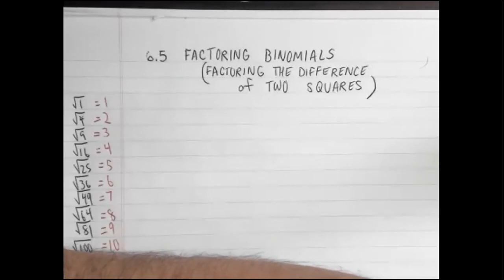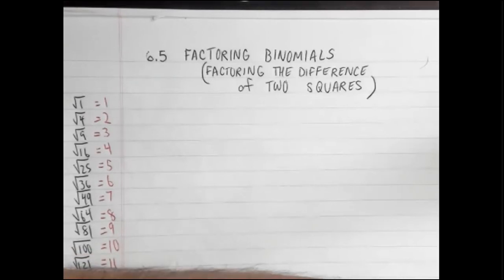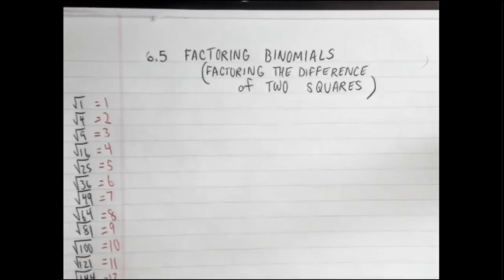All right, 6.5 is actually, in my mind, a little bit easier than some of the other sections, especially, I know 6.3 is a little tough. But these are factoring binomials and really factoring the difference of two squares. So off to the side, again, I included what I call my square root chart. You're looking for these perfect squares, and what these perfect squares are equal to.